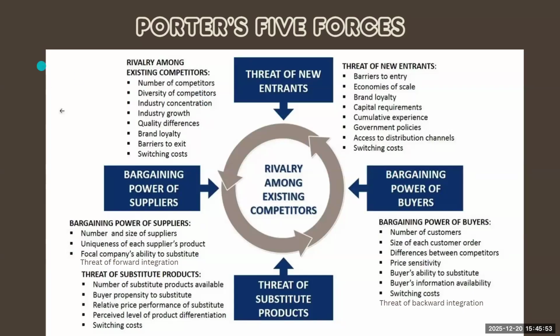First of all, the rivalry can be decided by the number of competitors, diversity, concentration, growth, differences, brand loyalty, and so on. For the threat of new entrants, there are several barriers to entry, like economy of scale, brand loyalty, the capital requirement, and so on.